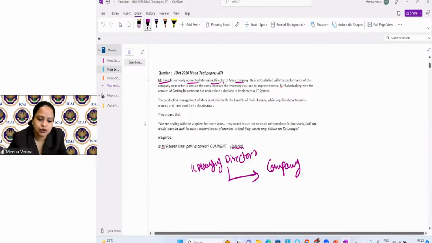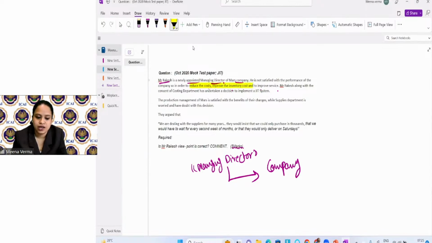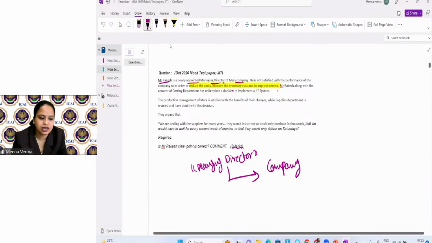So in order to reduce the cost, improve inventory cost, and to improve services, he is not satisfied with the way the company is producing the goods. So he wants to reduce the cost, improve the inventory cost, and improve the services. So what he has done, Mr. Rakesh, along with the consent of the costing department, has undertaken a decision to implement just-in-time system.